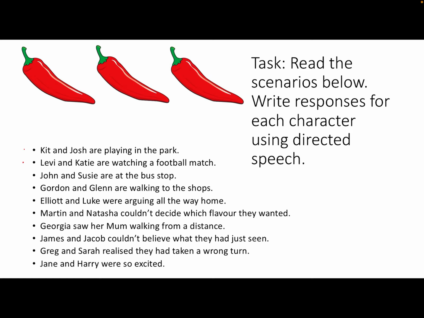Read the scenarios below. So we've got some scenarios below here. Write responses for each character using the speech. So there's 2 people playing in the park. Please don't write loads. Just write one for each character, one sentence that they might say. So Kit and Josh are playing in the park. So Kit might say, let's go and climb this tree. And Josh might say, we need to be careful that we don't fall out. Yeah? But remember, try to put the reporting clause, where we say said. Yeah, said Kit, said Josh.